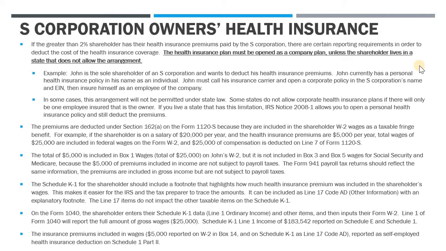Now, what I mean by unless the shareholder lives in a state that does not allow this arrangement, the insurance is regulated at a state level, right? There are some states that will not allow you to open a company health insurance policy if you only have one employee, and particularly if that employee is an owner of the business, right? You've got to have a lot of employees in some states to be able to open these plans. So if you find yourself in this position, so John here, he's 100% owner of the S Corp. If he lived in a state that did not allow this, he would still be able to deduct the health insurance premiums at the company level, even though the plan isn't in the company name, pursuant to this IRS notice.